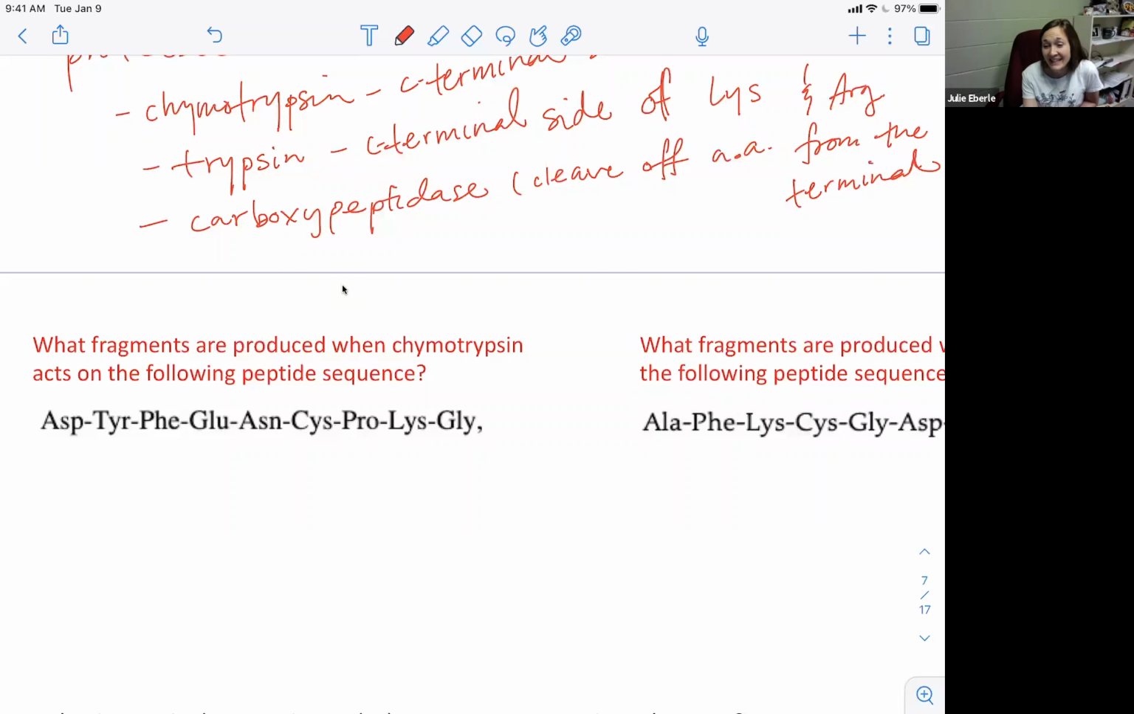Proline is not aromatic. It does have a closed ring structure. Tyrosine. Yep. One more. I don't know if I'm going to pronounce it right, but it's the PHE. Is it phenylalanine? Yeah, phenylalanine. Yep, so it'll cleave there and there. So we'll get ASP and TYR. Then PHE would be a fragment. And then the rest of this would be a fragment.